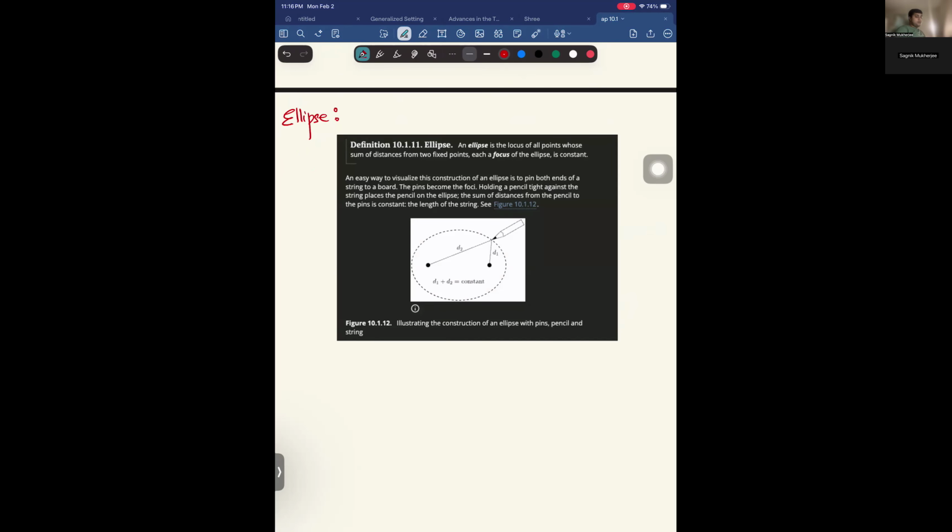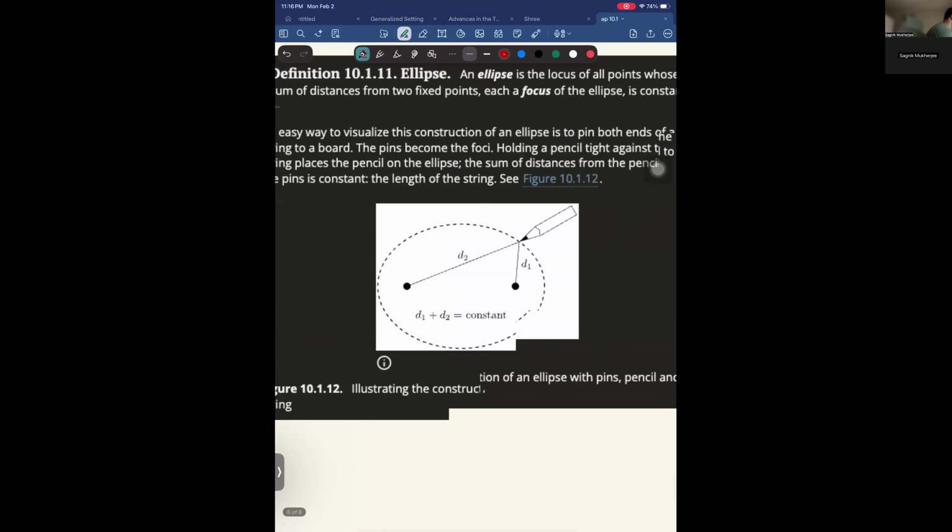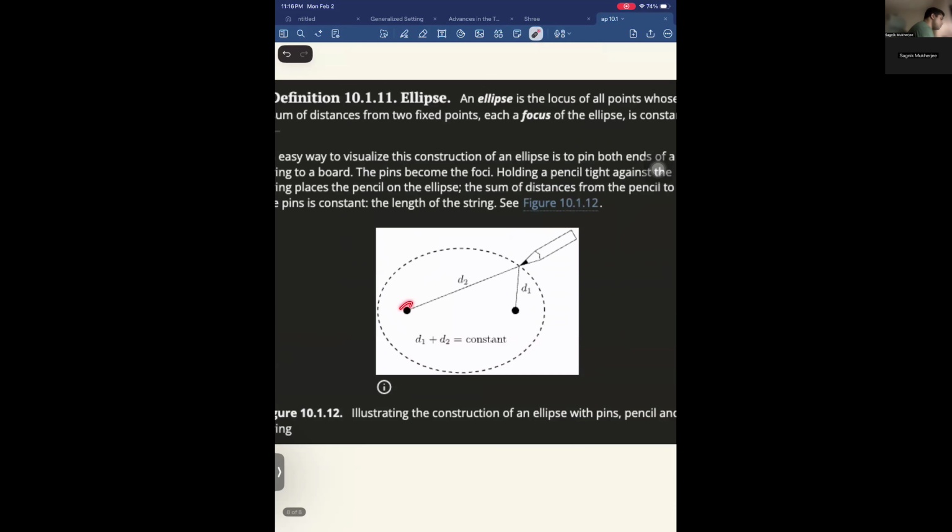Okay. Now let's talk about ellipse. In case of parabola, you saw that we need a point called the focus and a line, which we call the directrix. In case of ellipse, you need 2 points, each of them we call a focus, or foci. So for example, in this case, you can see that there are 2 points, each being a focus.